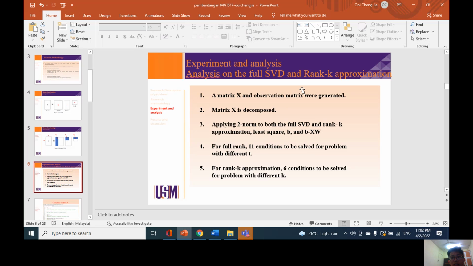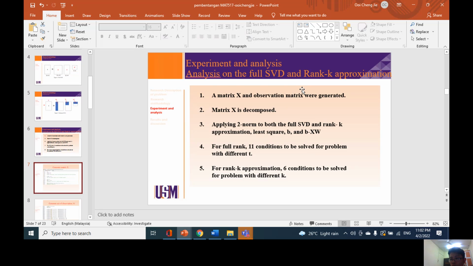Then for the full rank, there will be 11 conditions to be solved for the problem with different T. Why 11 conditions? Because we have T equal to 1 all the way up to T equal to 11. Similarly, for the rank K approximation, 6 conditions to be solved at the different K. Because K starting from 1 all the way up to 6, we have 6 conditions.